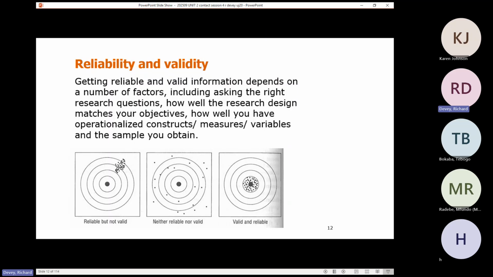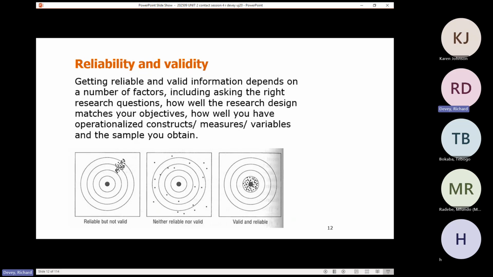It does happen that a student can do research where they get reliable results, but it's not a valid measurement, or where nothing is valid or reliable. And that's not a good situation to be in when you're trying to submit a project for examination. Validity is more important than reliability in a sense. But you can see from the middle diagram that if you don't have reliable data, if the responses are all over the place in terms of consistency, it's equally disastrous for a research project.